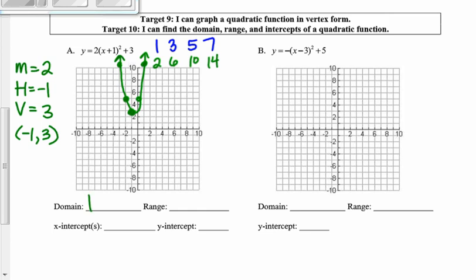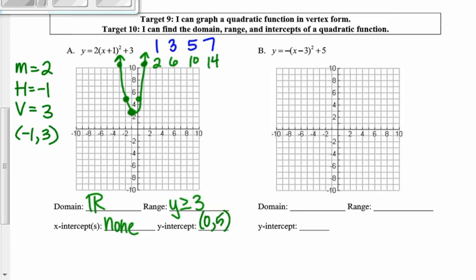Your domain of absolute value is still all real numbers. The range works the same way that we did with the absolute value. So the y value of this is 3, and it goes above that. So y is greater than or equal to 3. X-intercepts, it doesn't cross the x-axis. And the y-intercept we can see at 5.